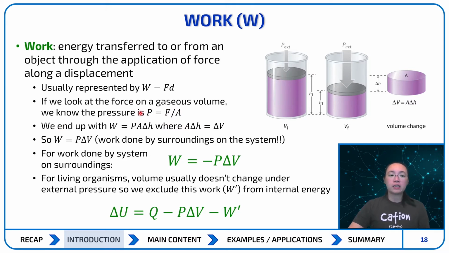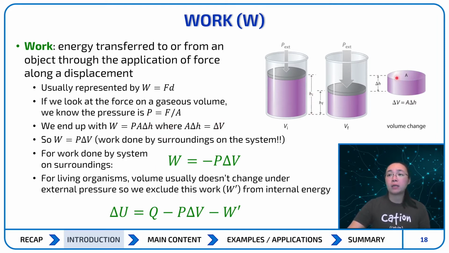So if we take a look at the force on a gaseous volume, we can say that the pressure is equal to the force being applied over a certain area, F over A. So that means F is equal to P times A. So that means my W equals F D can be converted to W equals P A D, whereas D is now the change in height. So we change that to delta H.